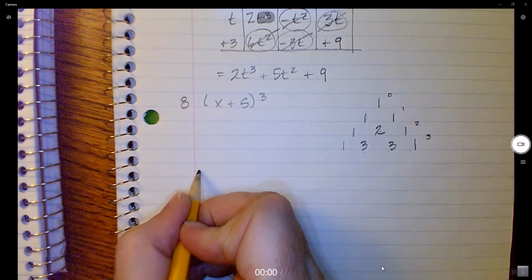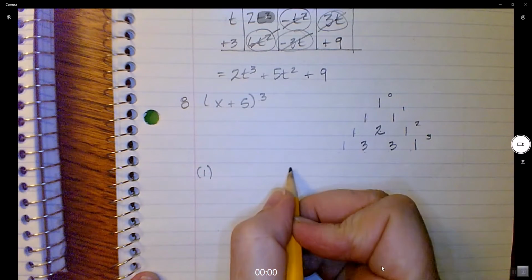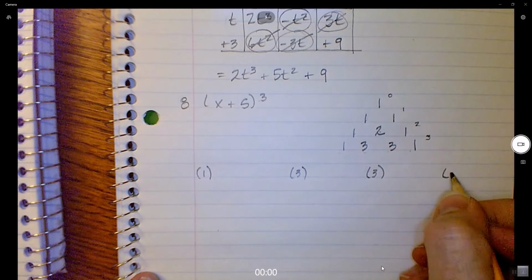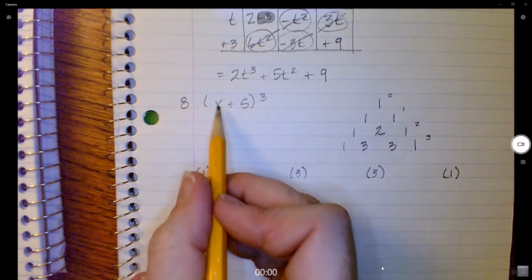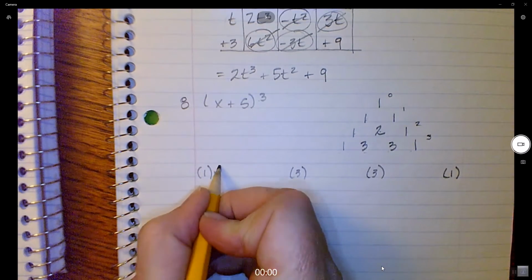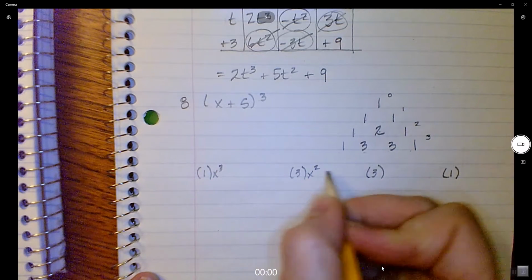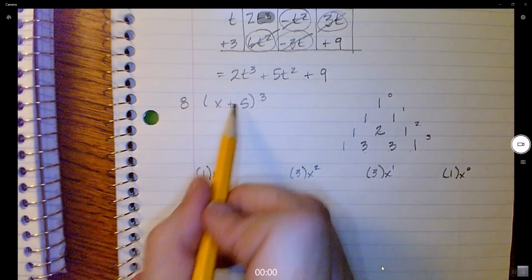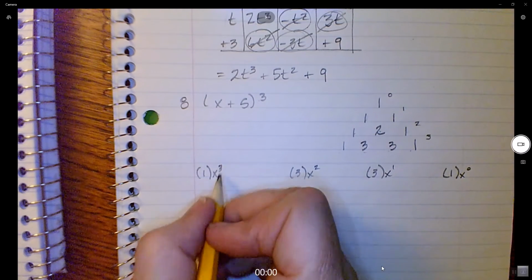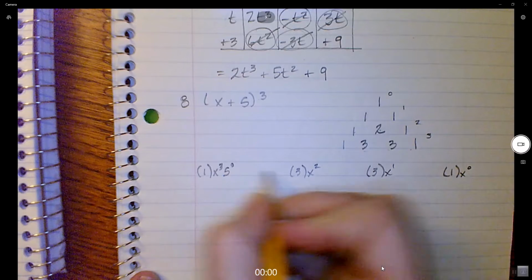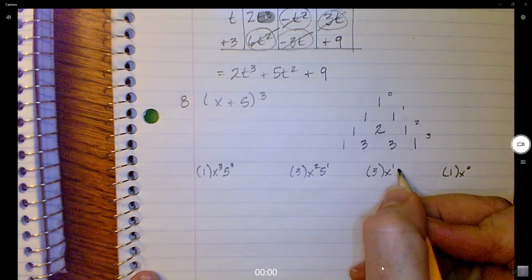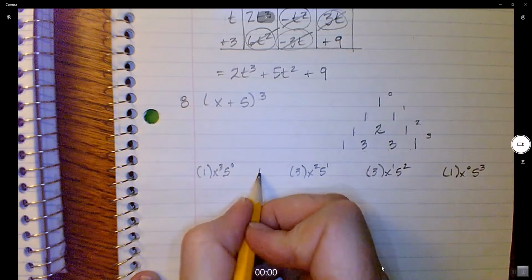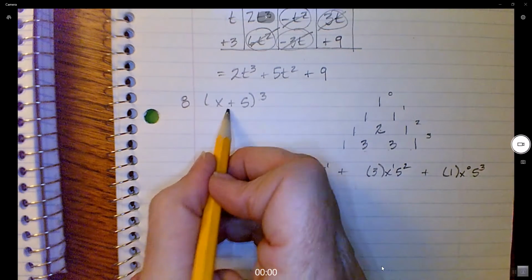So here are my coefficients. I'll spread them out on my paper. I've got a 1, and a 3, and a 3, and a 1. So I'm going to take the x and make it to the 3rd power here, x to the 2nd power here, x to the 1st power here, and x to the 0 power. And then I'm going to do it backwards with my 2nd term and make it 5 to the 0, 5 to the 1, 5 squared, 5 cubed. Add those together since this is addition.